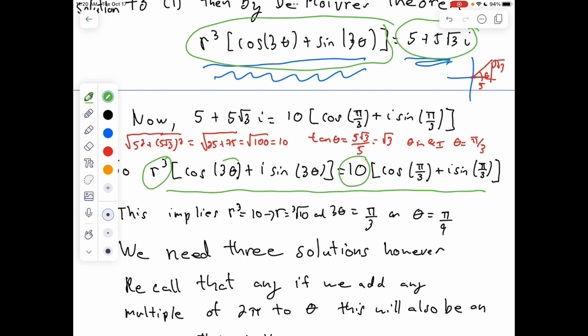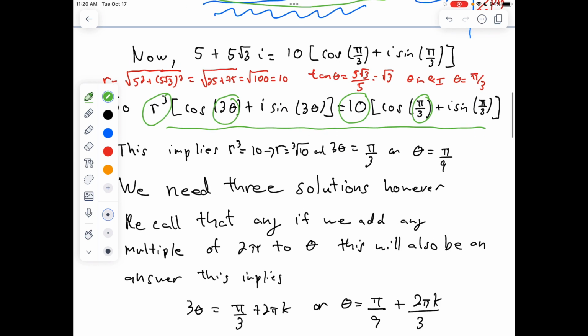And the angle right here could equal pi over 3. And if that was the case, then 3 theta would equal pi over 3, or theta is pi over 9. Okay. Now I said could be. There are more solutions to this.